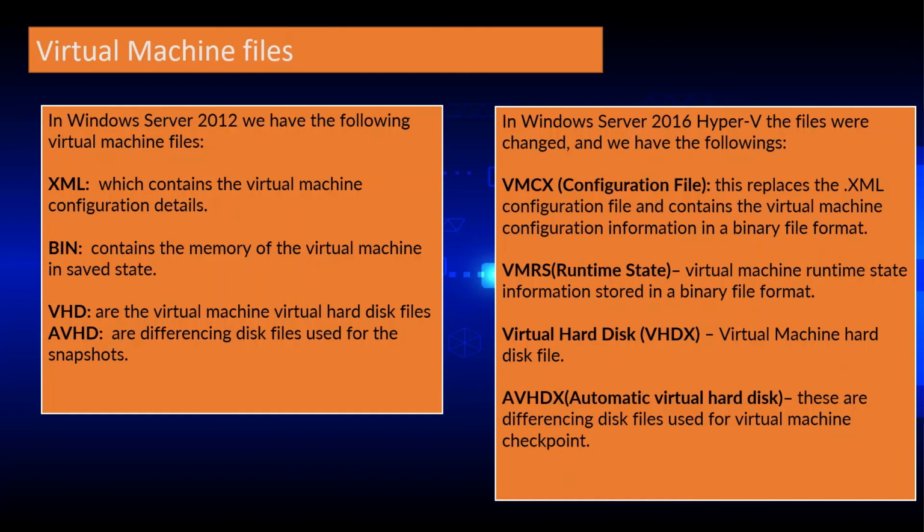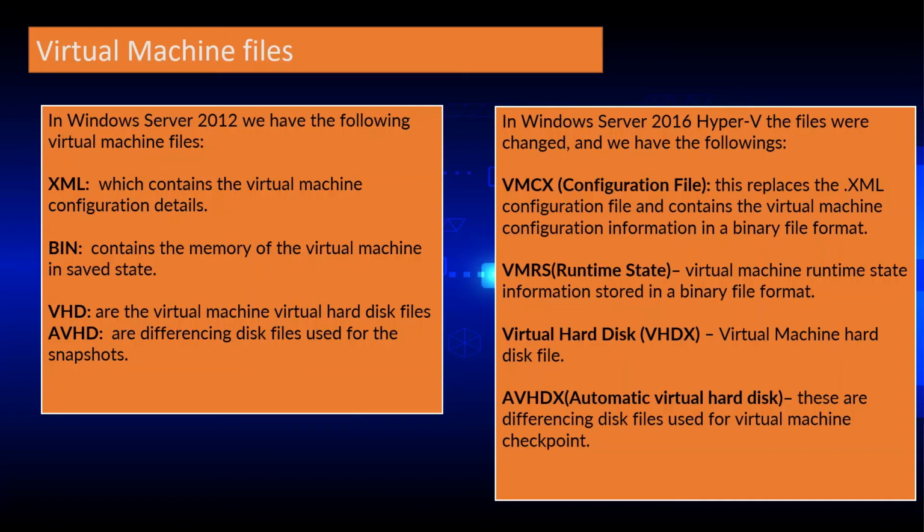So let's first talk about the prior version of files in Hyper-V virtual machines. Till Windows Server 2012, a virtual machine used to have XML, bin, VHD, and AVHD files. XML is the configuration file for any Hyper-V virtual machine, which stores the information about the virtual machine configuration. Bin file is used to contain the memory of the virtual machine in saved state.